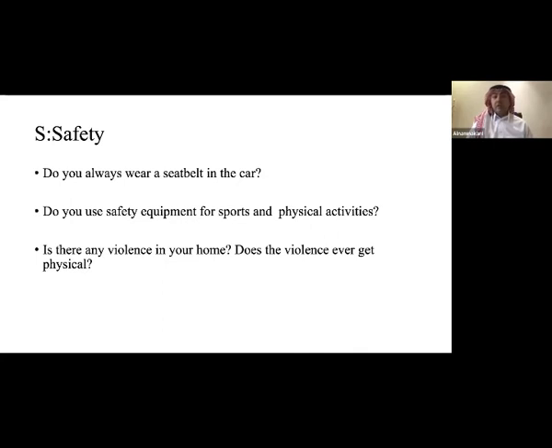Do you wear safety equipment for sport and physical activity? Let's say a helmet for biking. It's a very important thing to ask. Safety is one of the most important things in this lecture.